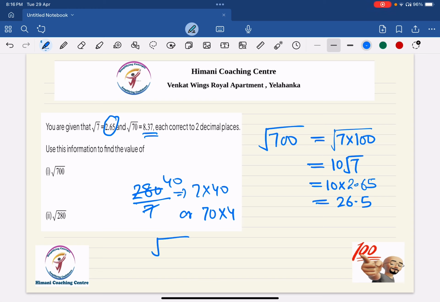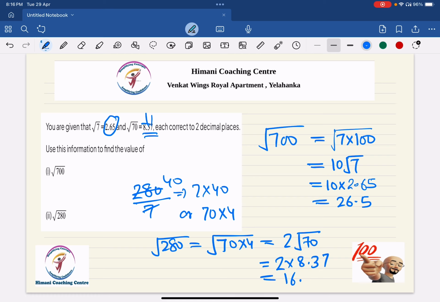So root 280 we found can be written as root 70 into 4. Square root of 4 is 2. So 2 times root 70. Value of root 70 is 8.37. So 2 into 8.37, which would be 16.74. Okay, students.